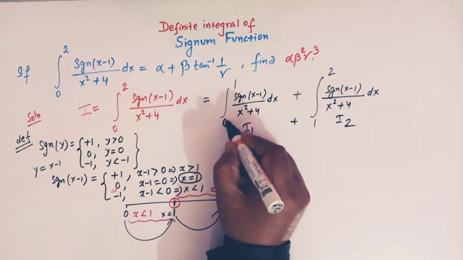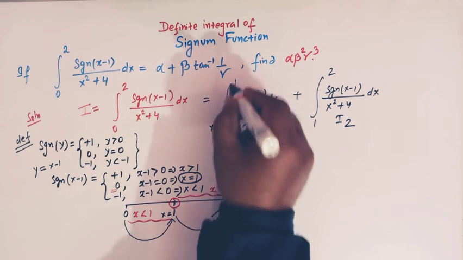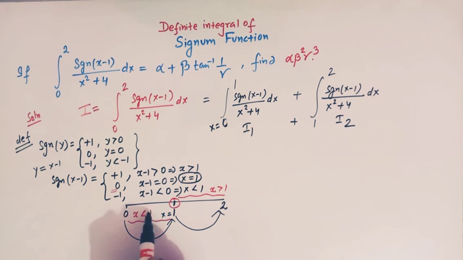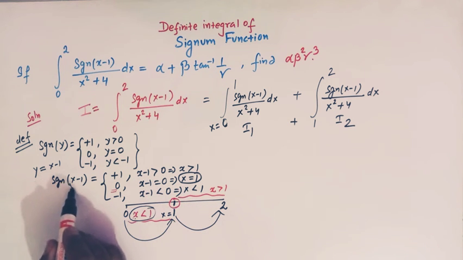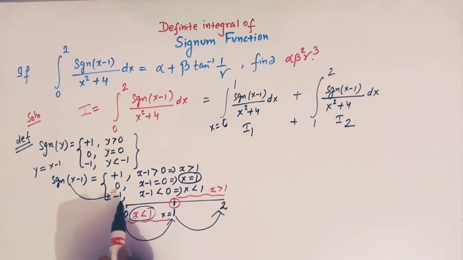When x varies from 0 to 1, obviously x is less than 1. So when x is less than 1, signum of x minus 1 is equal to minus 1.